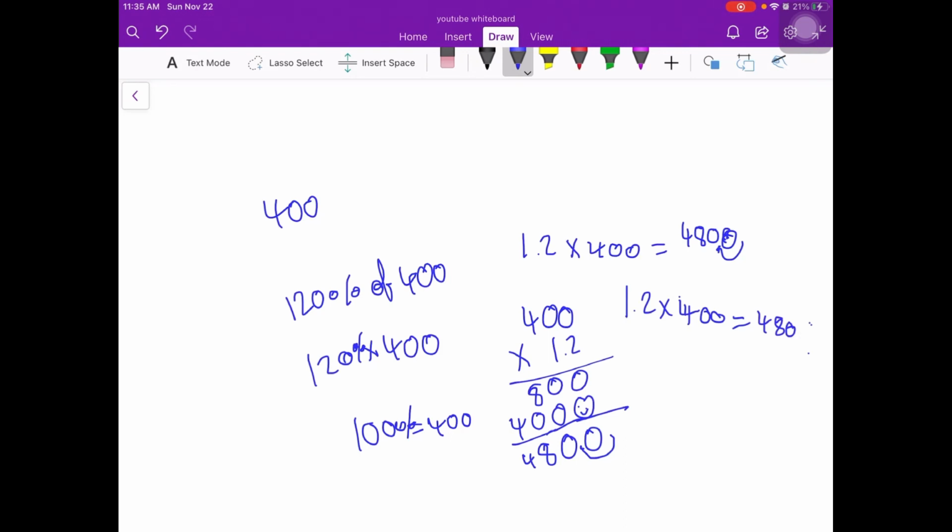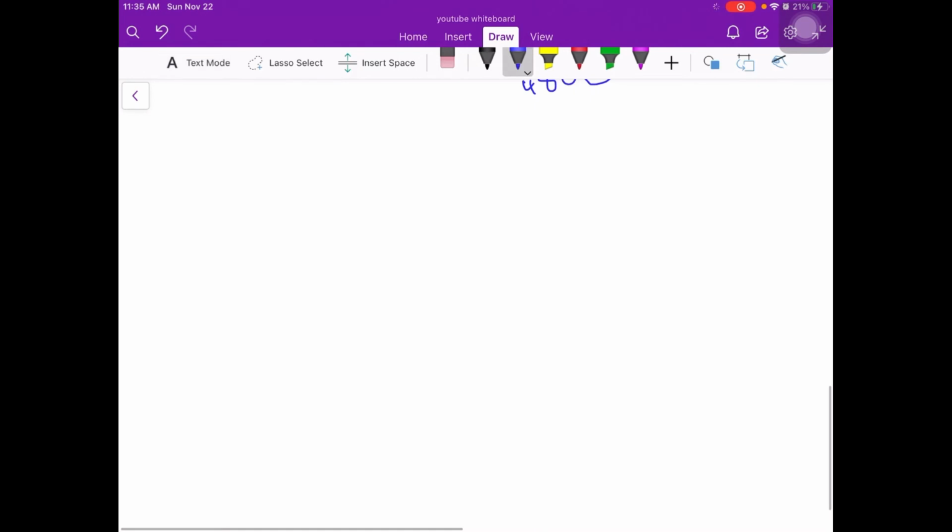Now let's look at the same example but with 500 students last year. If there were 500 students last year and now it's 120%, which is 1.2, we're going to do 1.2 times 500. Let's do that manually.